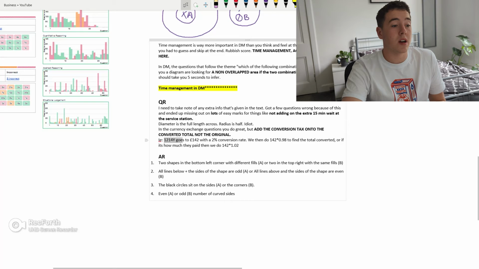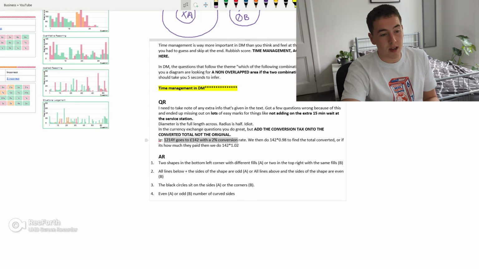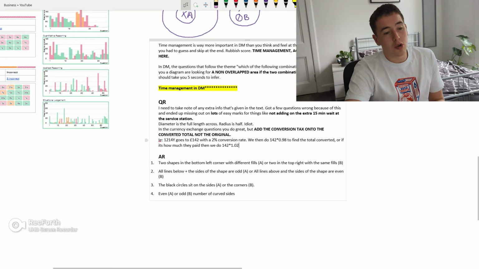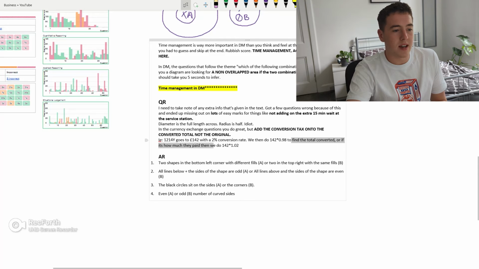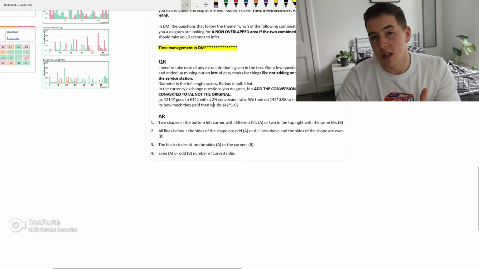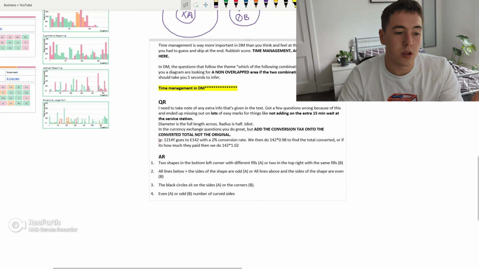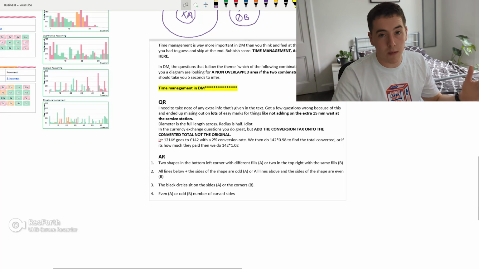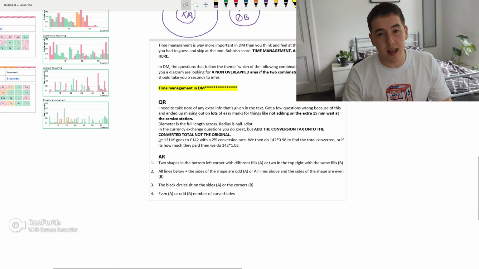So for example, if 1,214 yen goes to £142 with a 2% conversion rate, you then have to find the total converted, and then do £142 times 1.02. Again, I don't know what this is referring to, but you can see the places that I've gone wrong, exactly what I've written about them, and then what I've taken on in the next mock not to do this again.